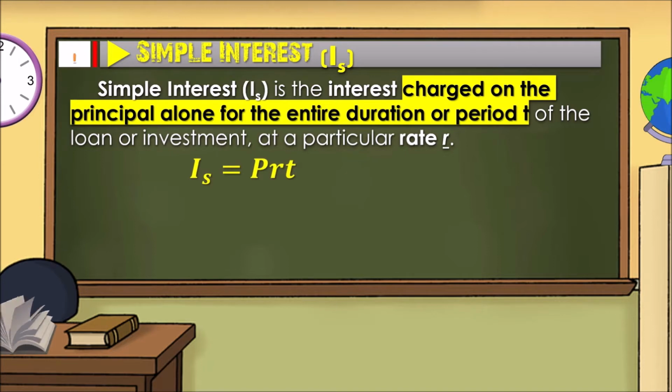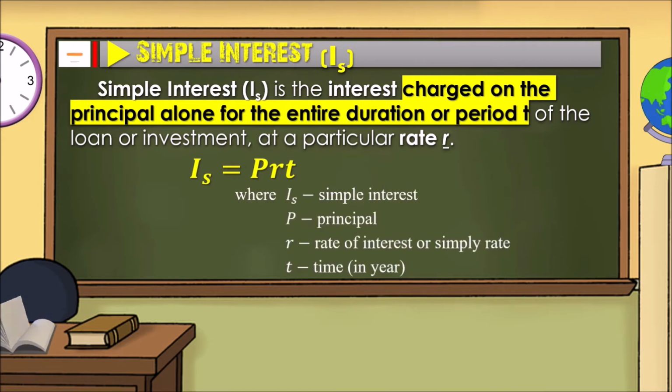The formula we use for simple interest is I subscript S is equal to P R T, where I subscript S is the simple interest, P is the principal value, R is the rate of interest or simply rate, and T is the time in years.